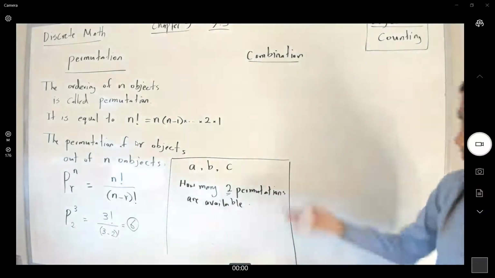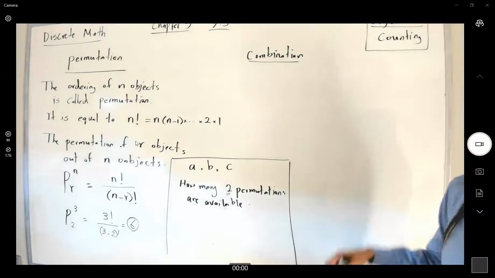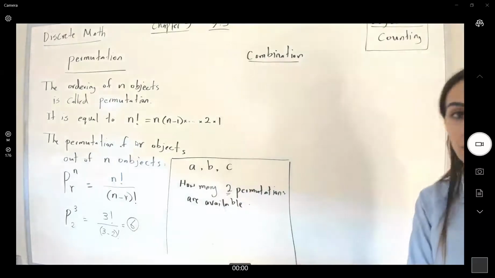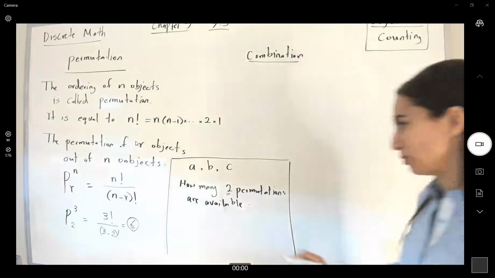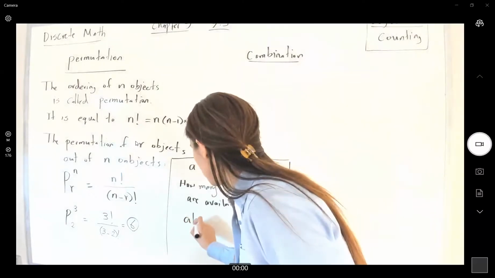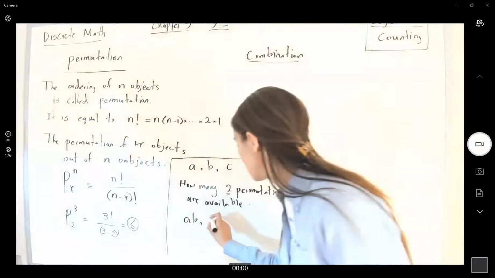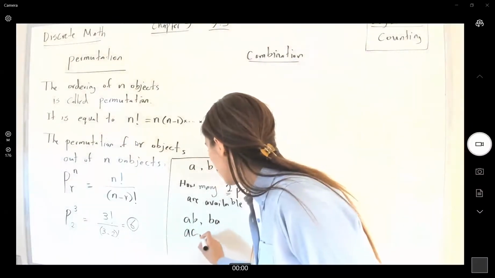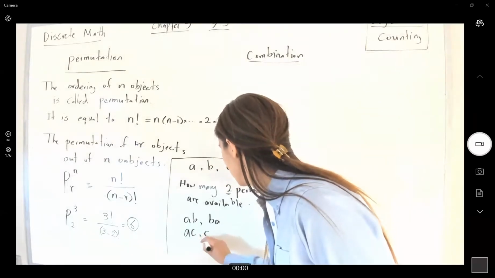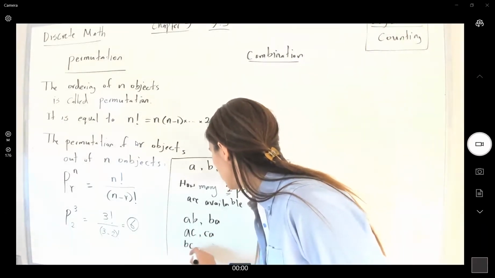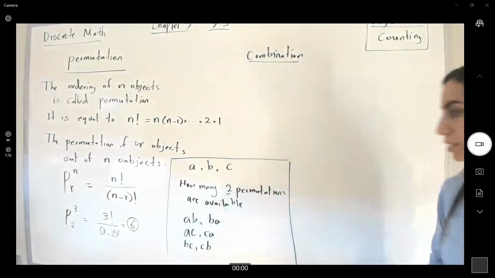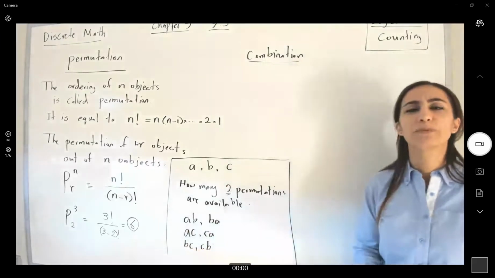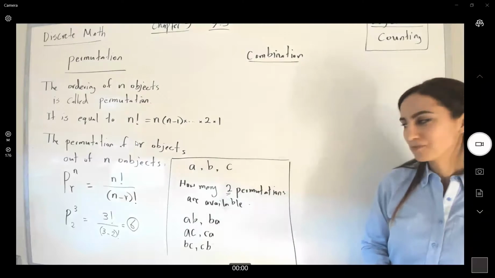Okay, let us take a look at this. How many arrangements, ordering are possible here? I'm taking 2 of these at a time, and order is important too. So first of all, I have AB, then of course I have BA. Then I have AC, of course I have CA. Then I have BC, then I have CB. As you can see, 1, 2, 3, 4, 5, 6 permutations are available here.